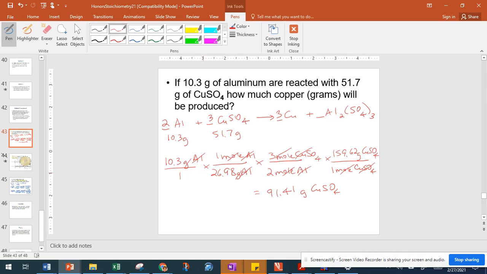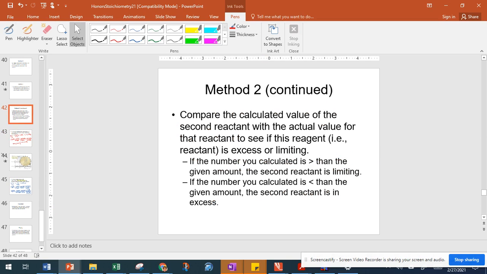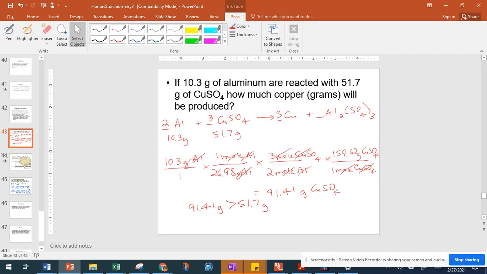So if we look at this, it is greater than the amount. So 91.41 grams is greater than 51.7 grams. And if we go back to this, if the amount we calculate is greater than the given amount, the second reactant is limiting. So this tells us that since this is greater, therefore, and that's the symbol I always use for therefore, copper 2 sulfate is limiting.